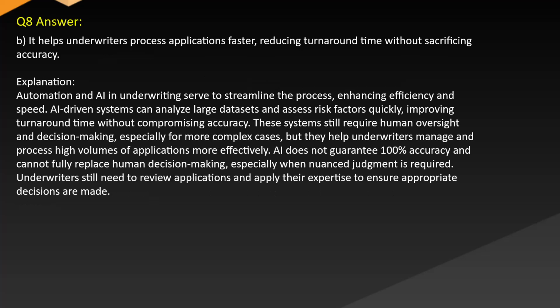Answer. B. It helps underwriters process applications faster, reducing turnaround time without sacrificing accuracy. Explanation. Automation and AI in underwriting serve to streamline the process, enhancing efficiency and speed. AI-driven systems can analyze large datasets and assess risk factors quickly, improving turnaround time without compromising accuracy. These systems still require human oversight and decision-making, especially for more complex cases, but they help underwriters manage and process high volumes of applications more effectively.